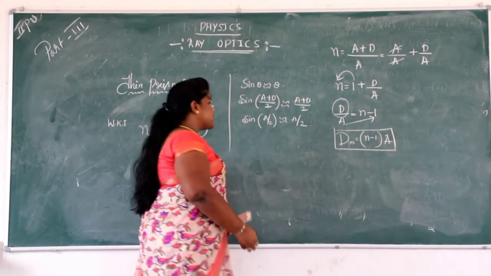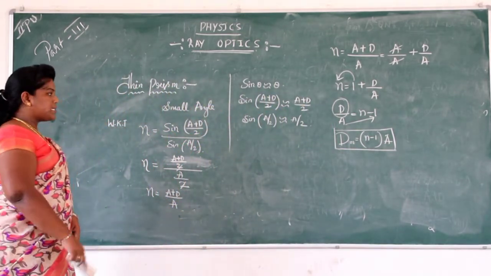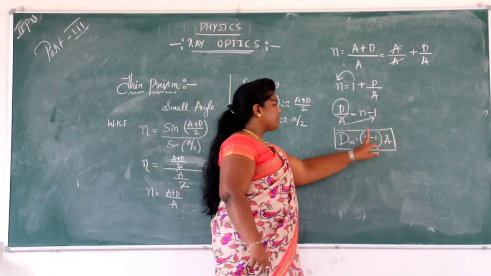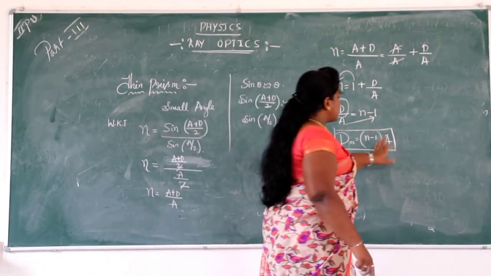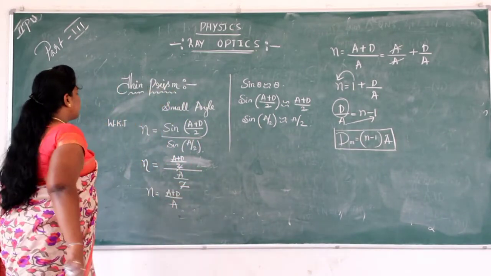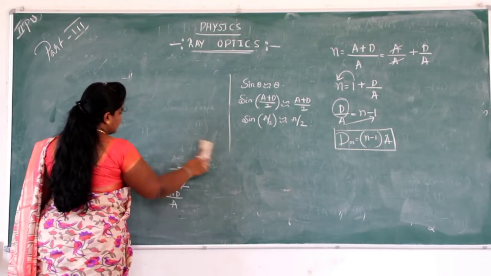So this is the final expression for the minimum deviation produced by the thin prism. The formula can be written as n minus 1 into a, where n is the refractive index of the prism and a is the angle of the prism. So this is about the refraction which was produced by the prism, dear students.